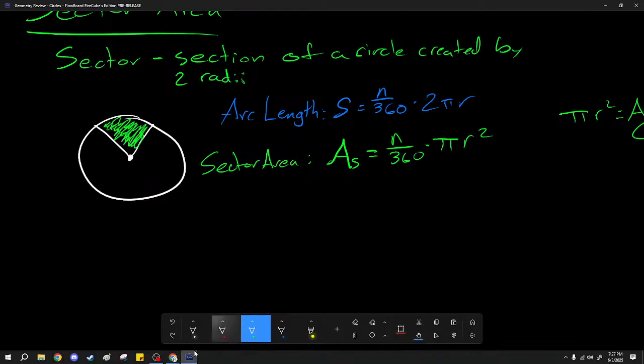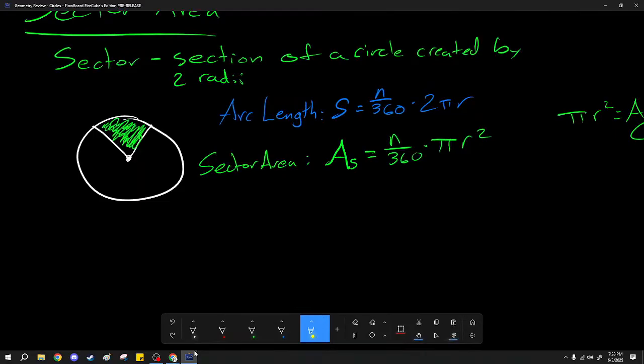It has the same two variables that we need to solve for. Arc length has N and R. Sector area has N and R. They have the same numbers. It's the same numbers that you're searching for. You're searching for the arc measure and you're searching for the radius. That's all we need to solve for this.